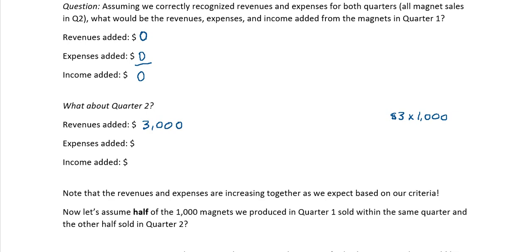Moving to expenses, we didn't actually spend money on producing magnets in quarter two, but we know how much they cost us in quarter one. The rate was $2 per magnet times 1,000 magnets, and we will have expenses added of $2,000. So recall, the income is revenues minus expenses. So 3,000 in revenues minus 2,000 expenses give us income added of $1,000.